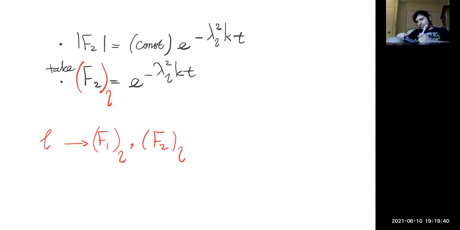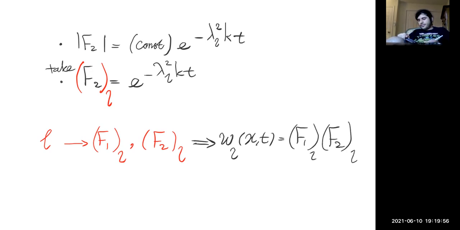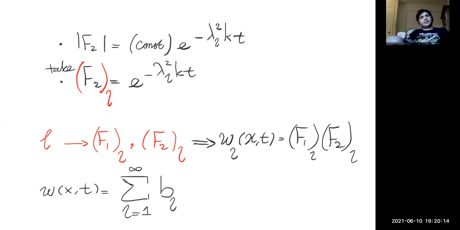So if we multiply these two things, we get W, but there are infinitely many different solutions for W. So I would show that with W of L, X, and T to be F1 L, F2 L. And the general solution should be a linear combination of all these things. This L should go from 1 to infinity. We should have a constant. We use BL because of relations to Fourier series.